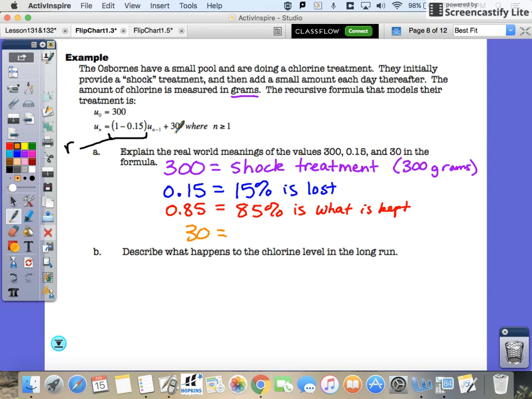That's that common difference that we kept talking about. And it's just like a consistent plus 30 every time. That's the each day thereafter, every day. So this is the daily treatment.